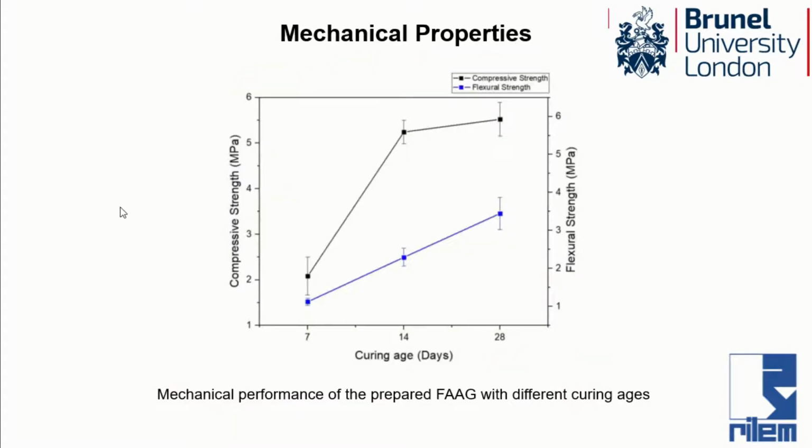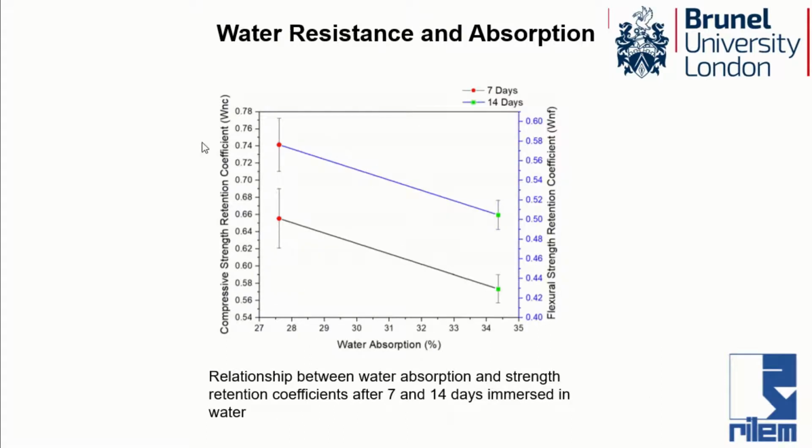Here are the mechanical properties of the selected FAAG sample. You can see from this figure, the compressive and the flexural strength are increasing with the growth of curing age. The strength of FAAG decreases with the growth of water absorption, and with increasing immersing time, there's a reduction in the strength retention coefficient, which can be related to the additional water absorption, which can further make capillary pores in FAAG, leading to a lower mechanical performance. For the 7-day values of the water absorption, it's a little bit higher, but it's still within the scope of the Chinese standard.